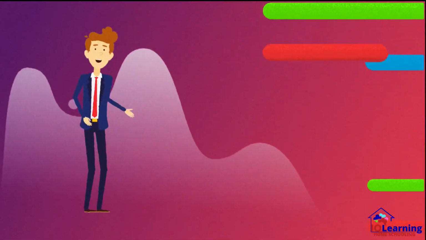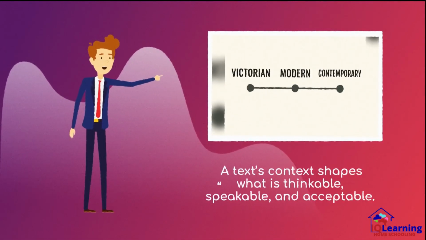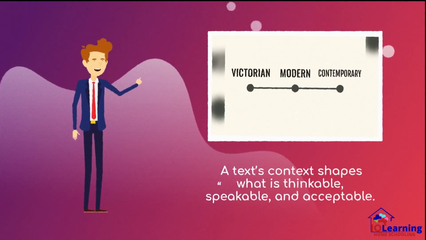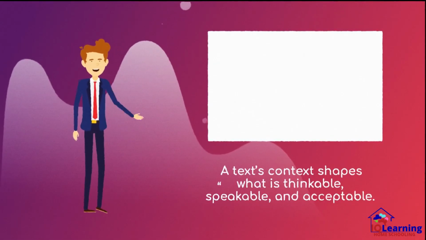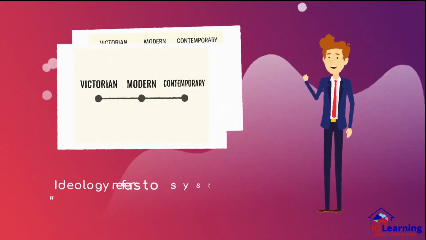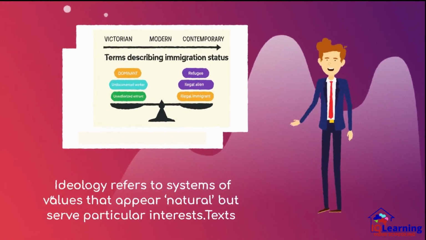Context and ideology. A text's context shapes what is thinkable, speakable, and acceptable. Victorian authors weren't unimaginative. They were working within legal and cultural restrictions that made marriage almost the only viable future for women. Ideology refers to systems of values that appear natural, but serve particular interests.